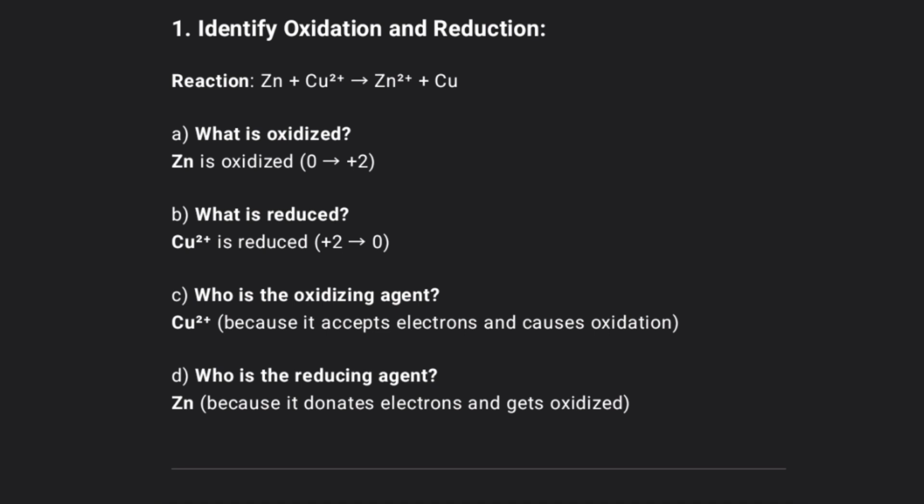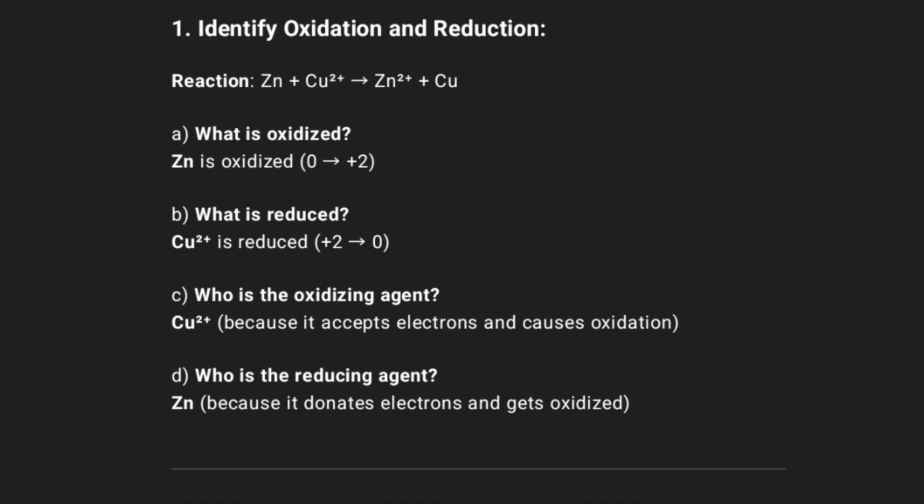A. What is oxidized? Zn is oxidized, 0 to +2. B. What is reduced? Cu²⁺ is reduced, +2 to 0. C. Who is the oxidizing agent? Cu²⁺, because it accepts electrons and causes oxidation. D. Who is the reducing agent? Zn, because it donates electrons and gets oxidized.